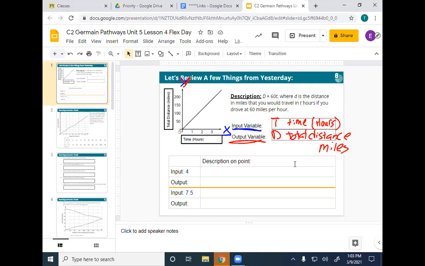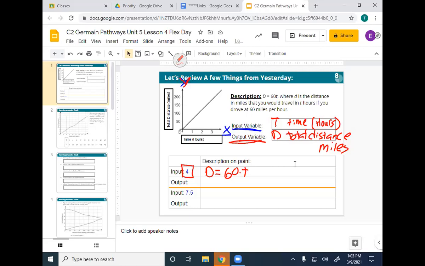So we take this equation here: D is equal to 60 times T. And we have an input of 4. That means I'm going to put 4 in. I'm going to plug 4 in for which letter in that equation? If we know our input is 4, we're going to plug it in for what? T. The T. Very good.